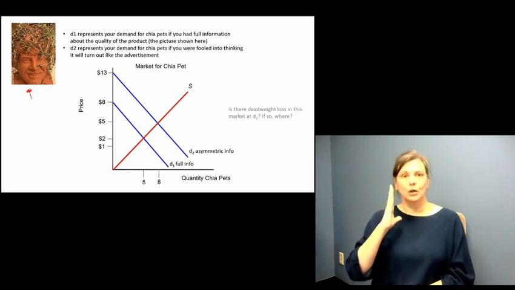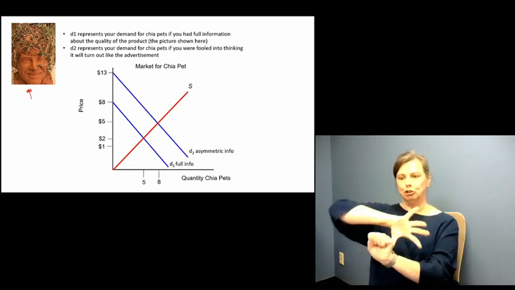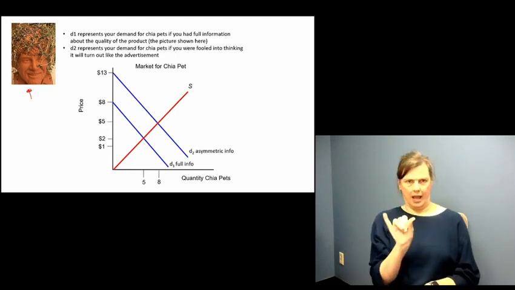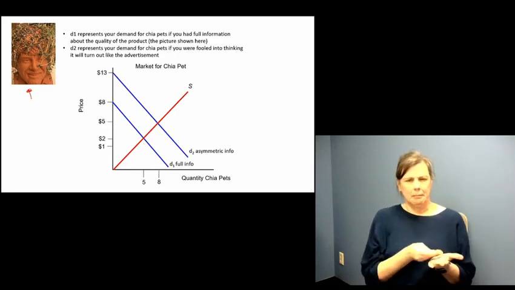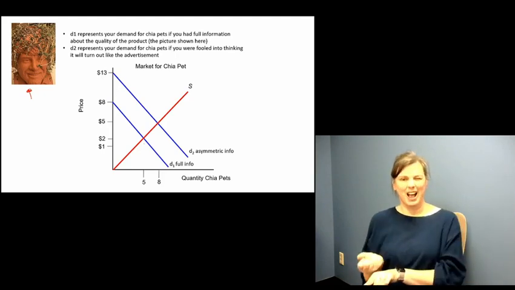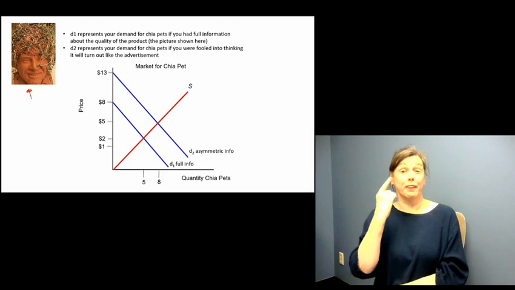Let's start by asking the question, how many would you have purchased if you had full information, and at what price per chia pet? And if you had asymmetric information, how many would you have purchased and at what price? So take a minute and see if you can answer those two questions.